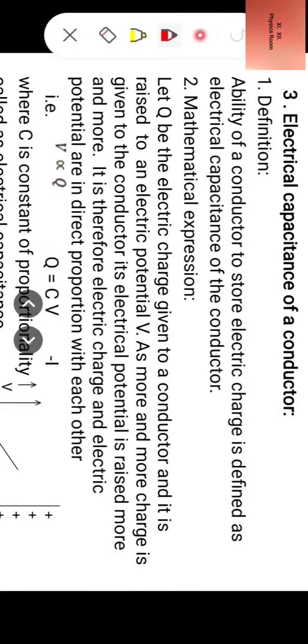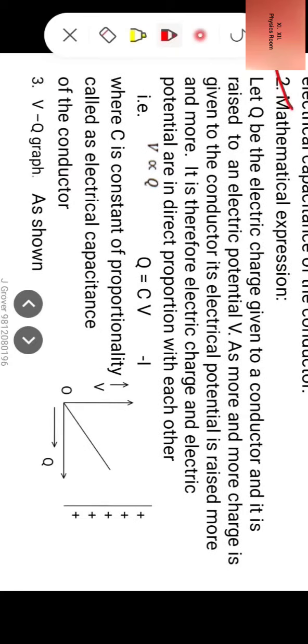I define, ability of a conductor to store electric charge is defined as electrical capacitance of the conductor. I repeat, ability of a conductor to store electric charge is defined as electrical capacitance of the conductor.